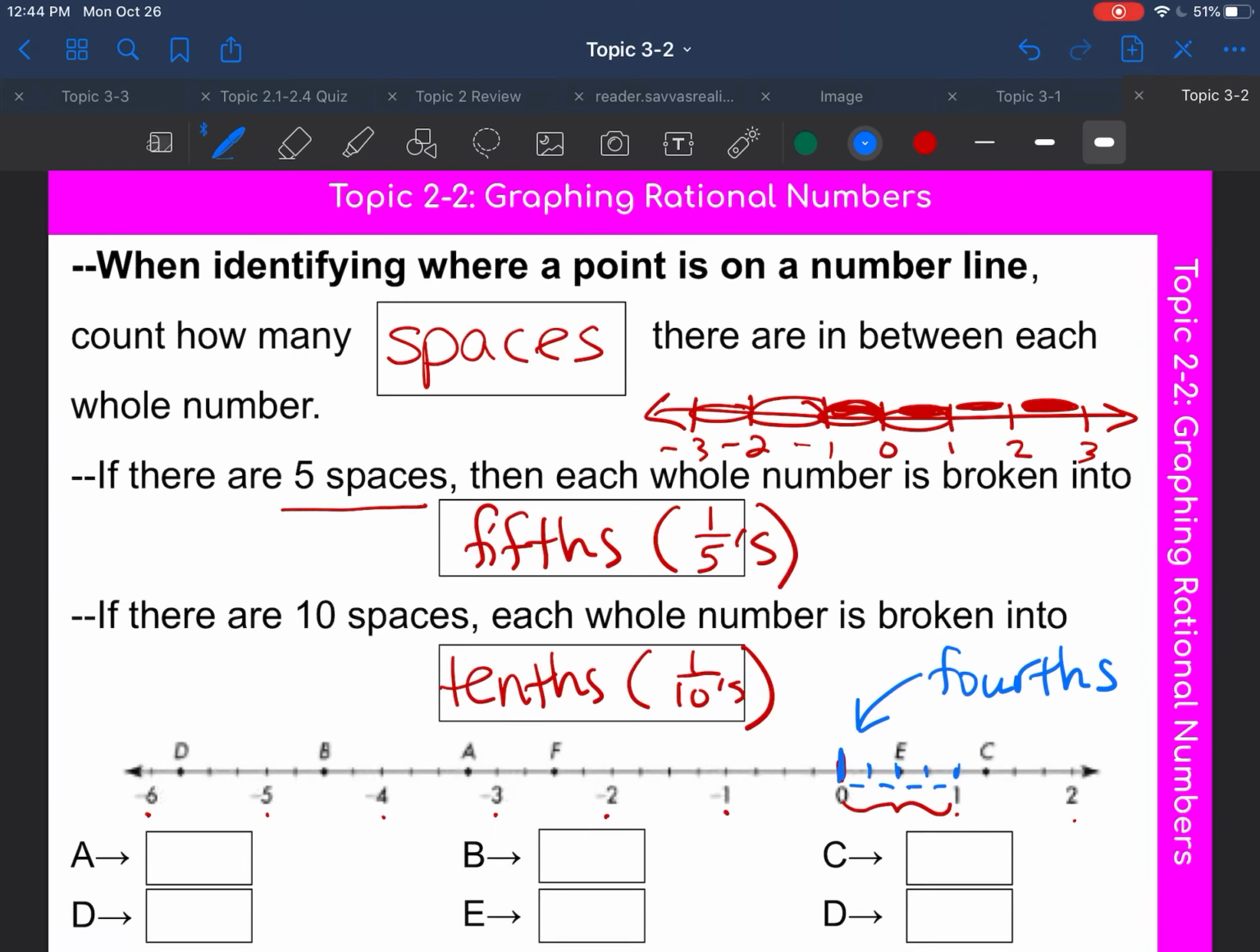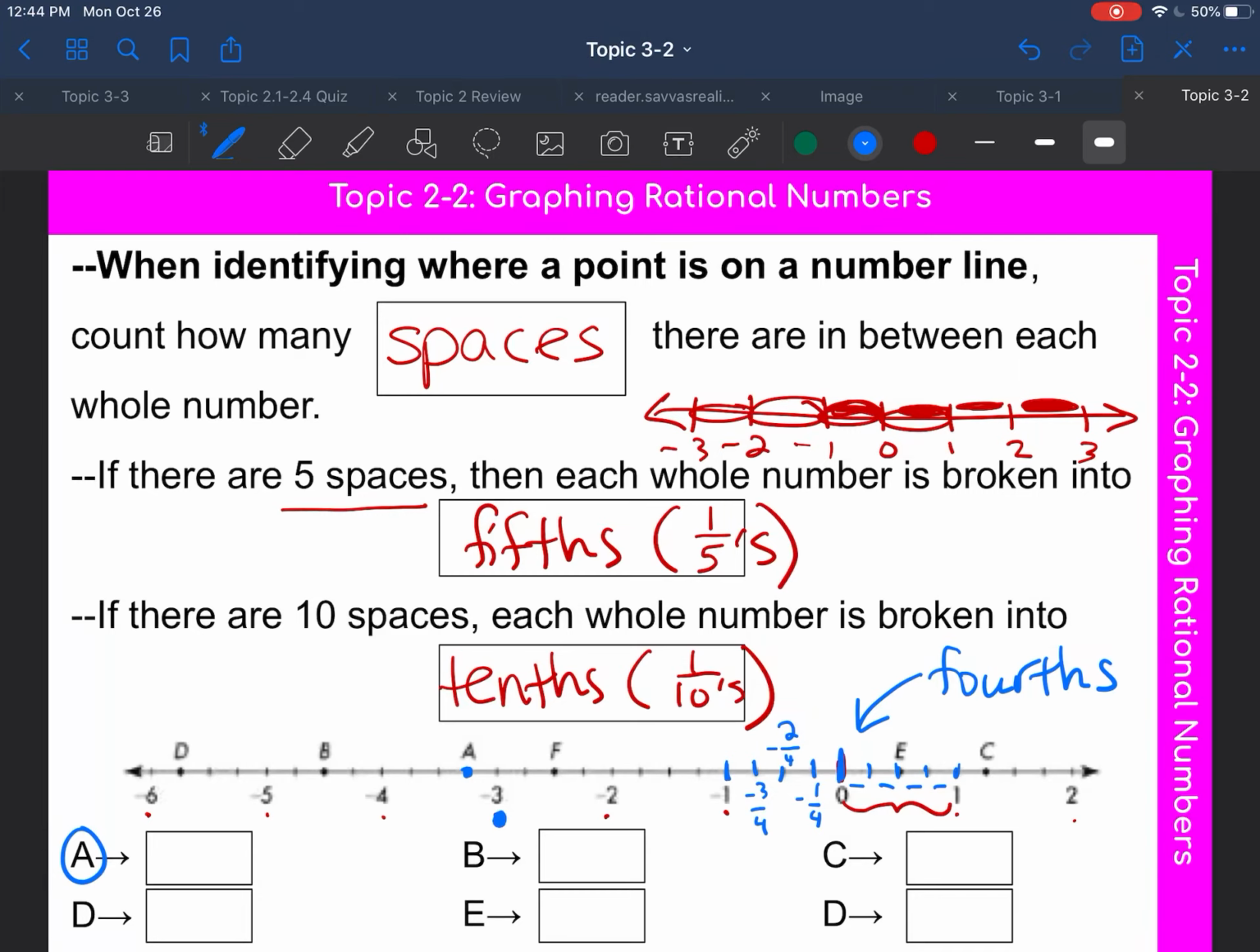And you can go the opposite way. We have 0, negative 1/4, negative 2/4, negative 3/4, and negative 4/4 or 1. Each number is broken into fourths. We can easily see that because there are 4 sections. All right, so let's look at the letter A. That's our first one. A is right here.